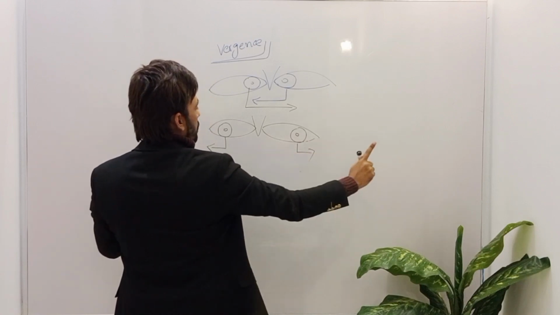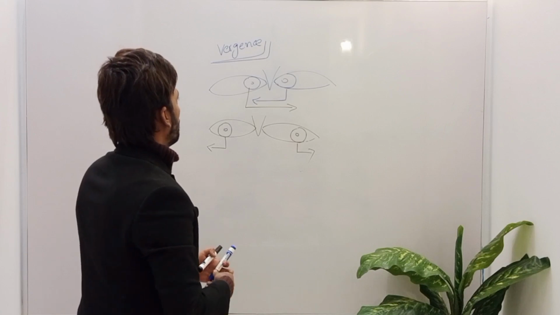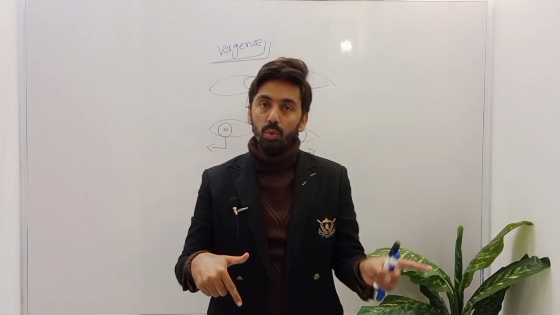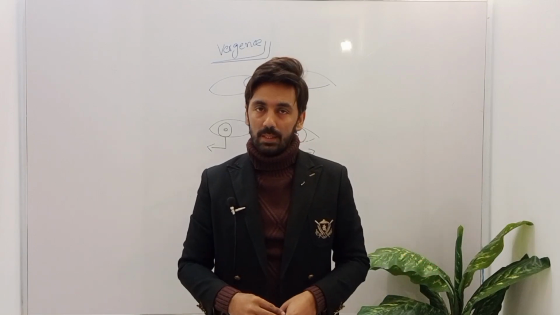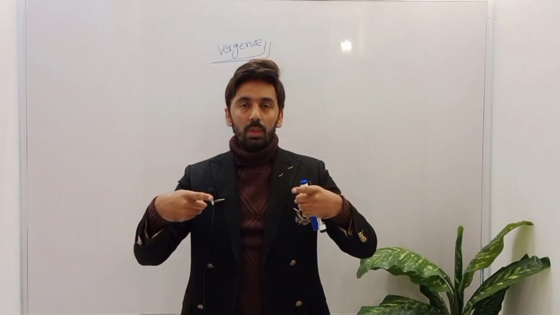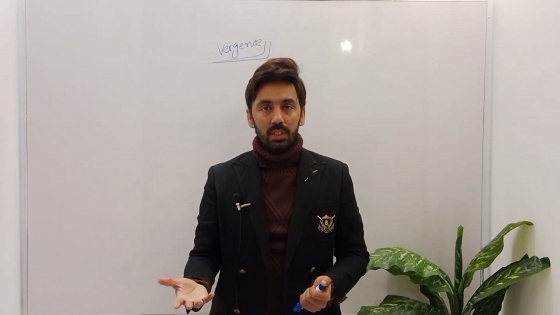So the direction is opposite. These types of eye movements, binocular, simultaneous and disjugate movements, are called vergence. So in this lecture we can extend to convergence. If both eyes are moving towards the nose, this type of eye movement is called convergence, right?